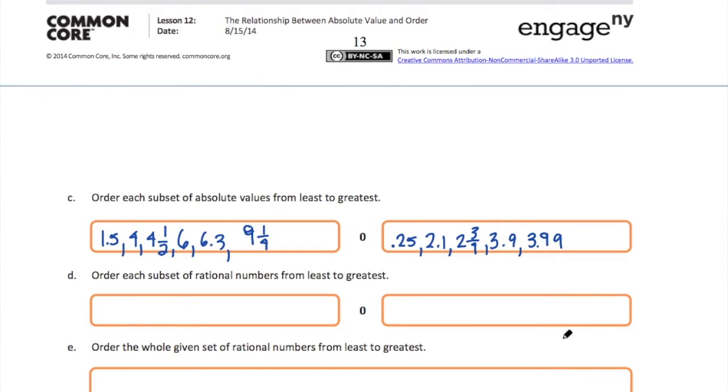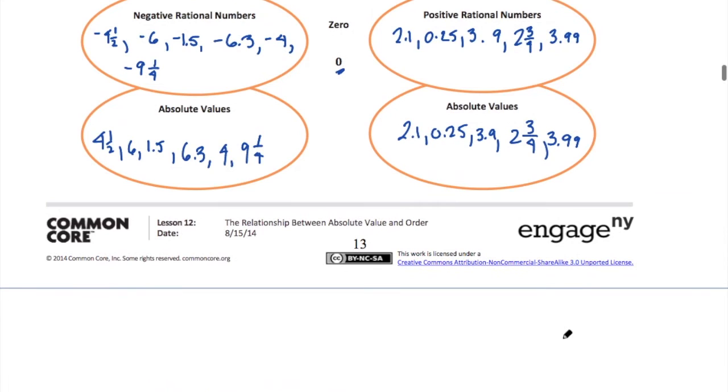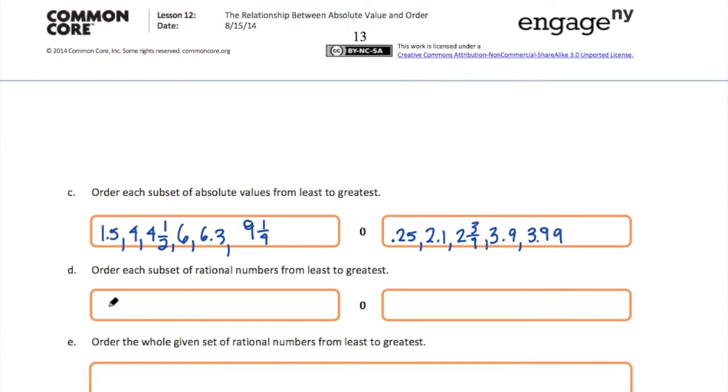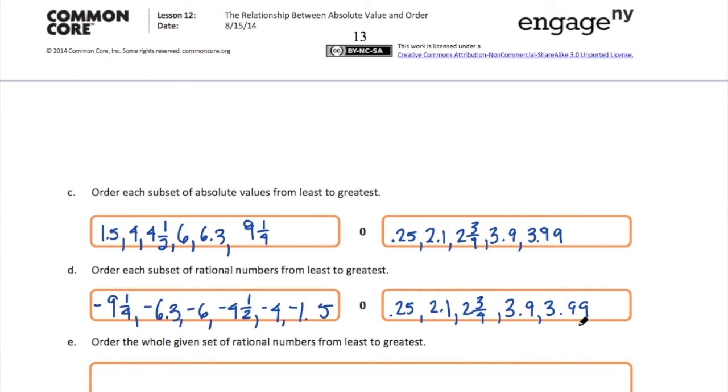Okay, so now that we've got their absolute values in order, what we want to do is go back to the original numbers that we started off with, and put those in order. So that was negative 9 1/4, negative 6.3, negative 6, negative 4.5, negative 4, negative 1.5. For the positive numbers, the order isn't changing. 2.25, 2.1, 2 3/4, 3.9, and 3.99.